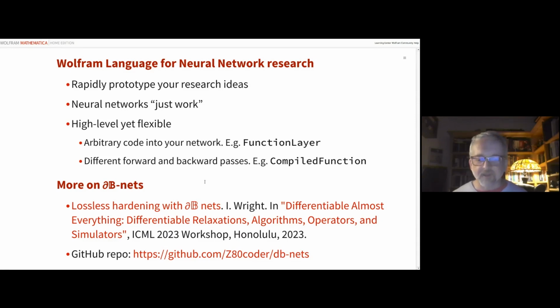So yes, if you want to learn more about DBNets, there's a paper published at the International Conference on Machine Learning workshop this year, and there's a GitHub repo with all the code.